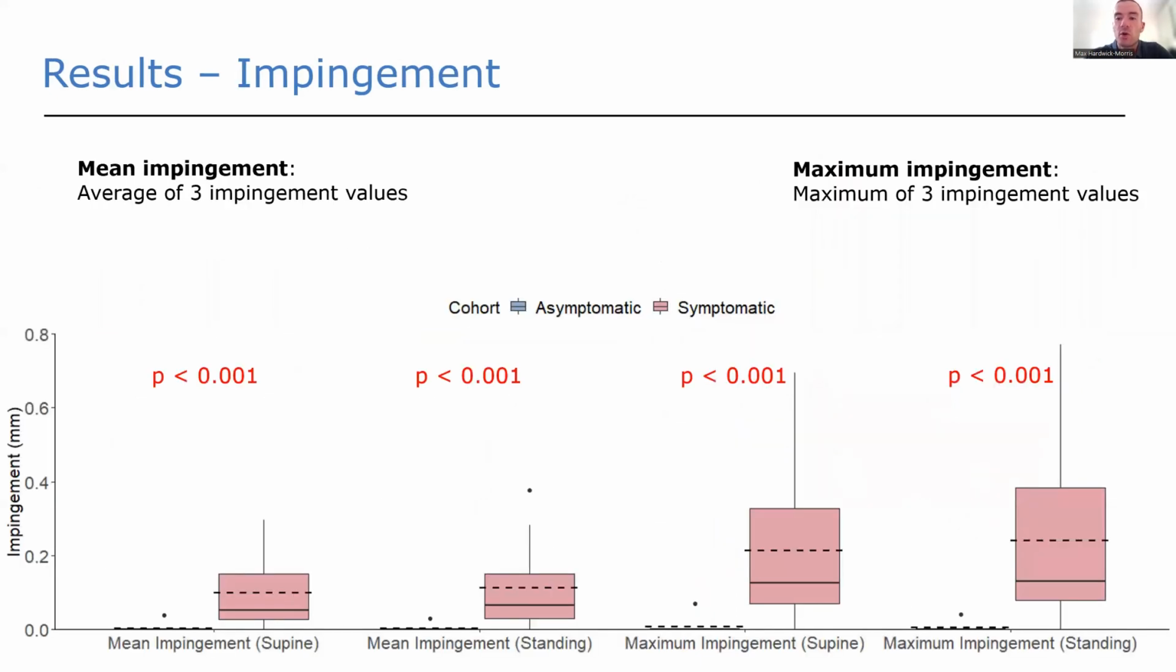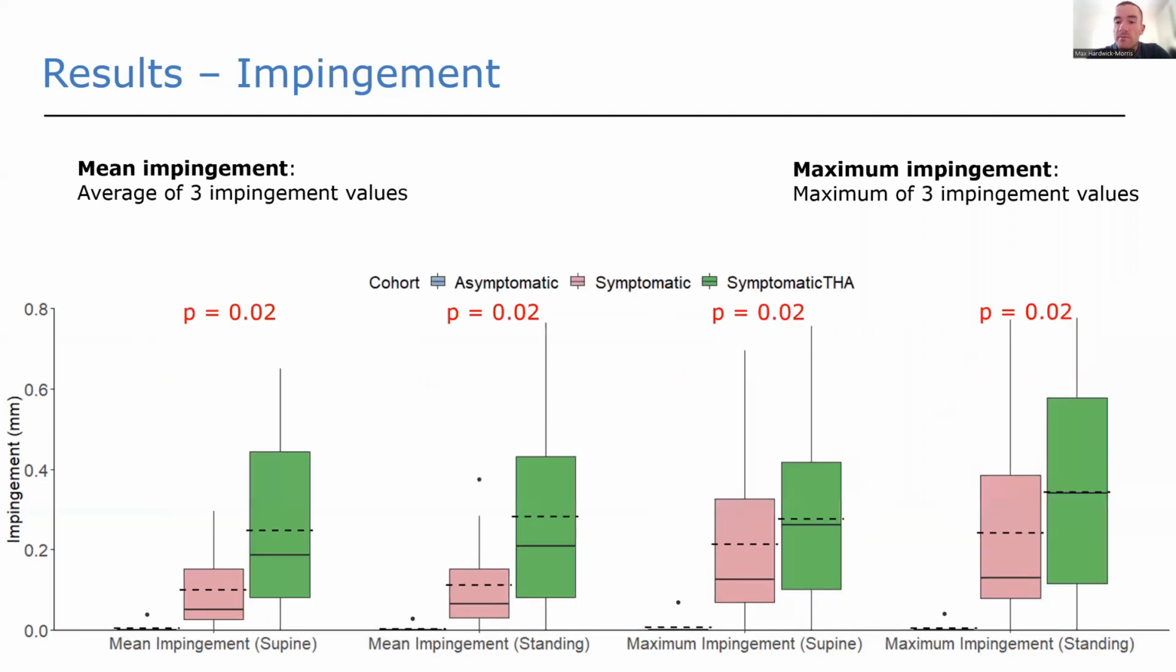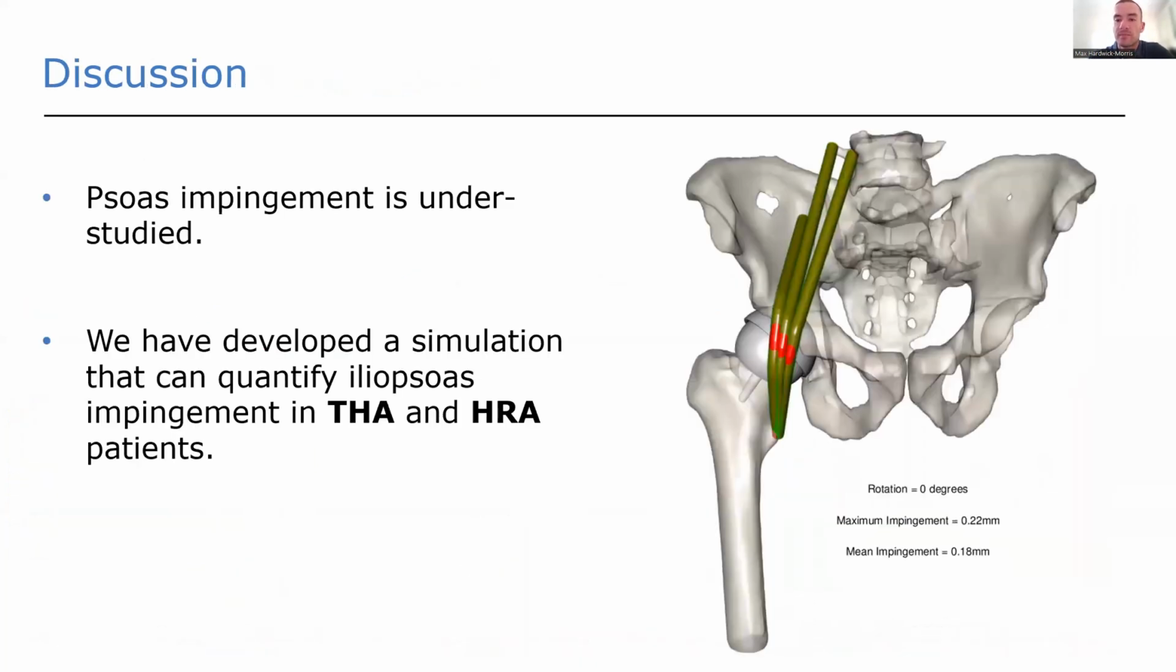Here is a box and whisker plot showing the main results of the study. On the y-axis is the amount of impingement measured, and on the x-axis are the different parameters, mean and maximum impingement, in both supine and standing positions. We observed significant differences between the symptomatic and asymptomatic hip resurfacing cohorts, with the symptomatic cohort having greater impingement than the asymptomatic cohort. Additionally, when comparing these results to our previous study, we found significant differences between the symptomatic total hip cohort and symptomatic hip resurfacing cohort, with the total hip cohort having greater impingement than the hip resurfacing cohort.